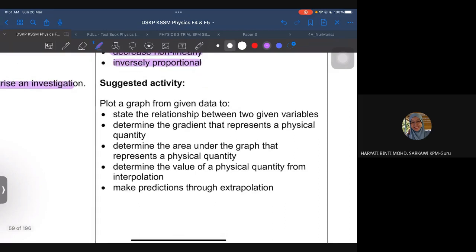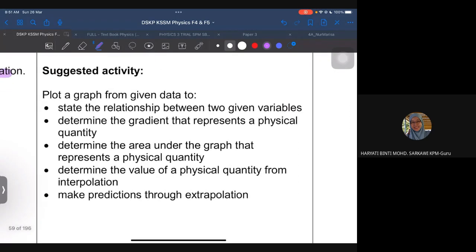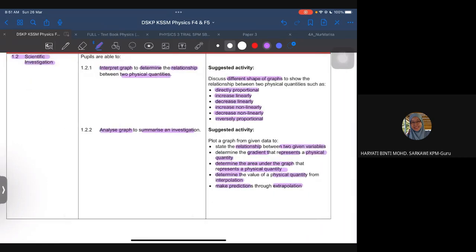Then from the data that is given, or from the experiment that you do, from the data that you collect, you can state the relationship between two given variables after you plot the graph, and then determine the gradient of the graph. The gradient of the graph normally will represent a physical quantity. Then you can also determine the area under the graph. That also will represent a physical quantity. This depends on what type of graph you plot. Then determine the value of a physical quantity from interpolation, and you can also predict through extrapolation.